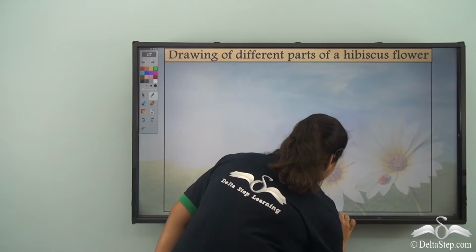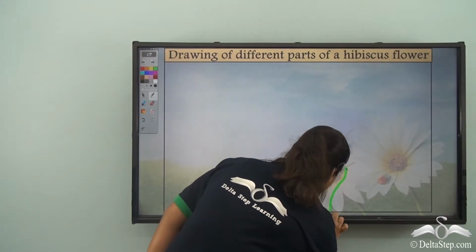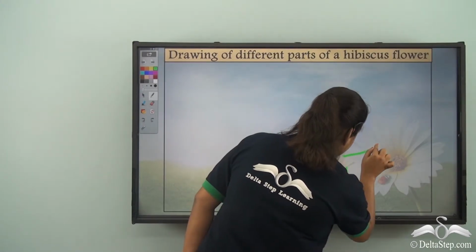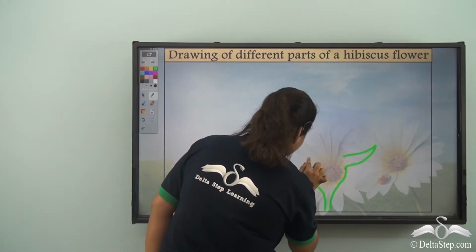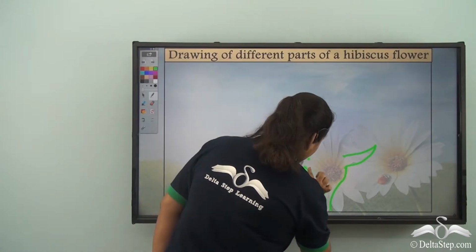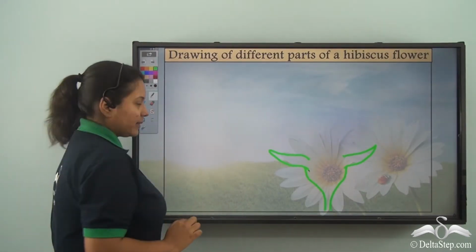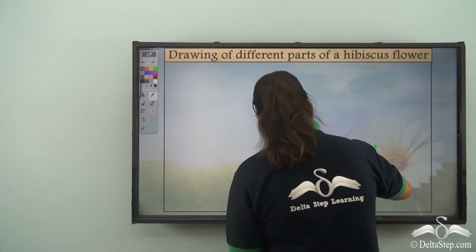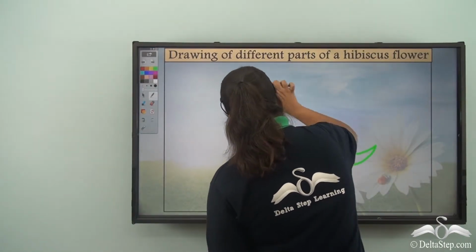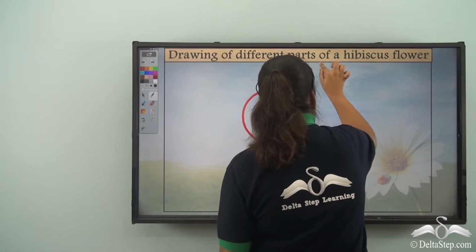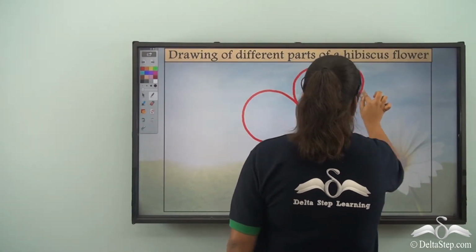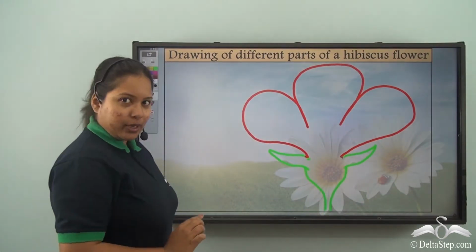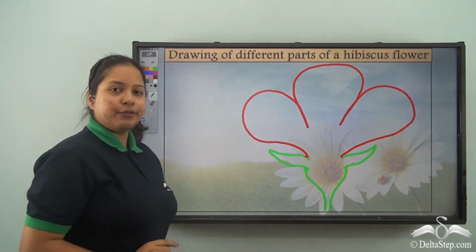First, you need to draw the base of a flower. And on this base will be the leaf-like structures, which is known as the calyx. After the calyx, we have got the colorful part, that is the colorful petals, and it is known as corolla. See, these are the colorful petals.